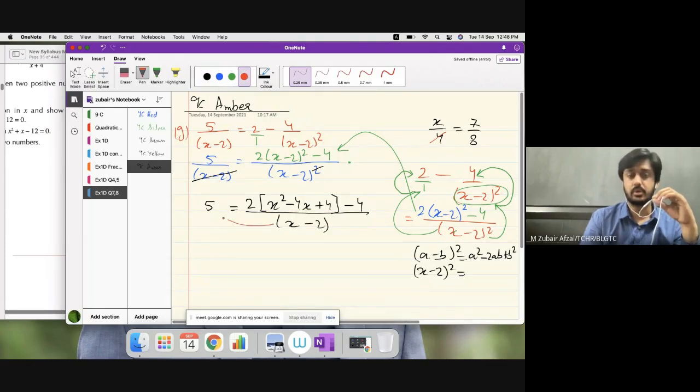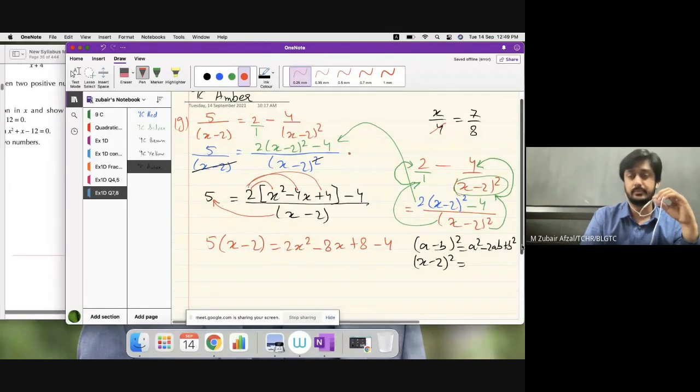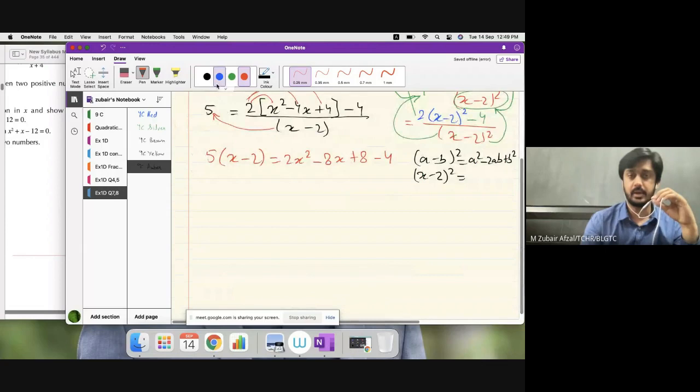Second step, you cross multiply it here. The only confusion you would be facing is the denominators and taking the LCM. The remaining is just the elimination and simplification of the question. Now we multiplied this 2 with all these three terms, one by one, and you get 2x square minus 8x plus 8 and minus 4. Now simplify it. 5x minus 10 equals 2x square minus 8x plus 4.